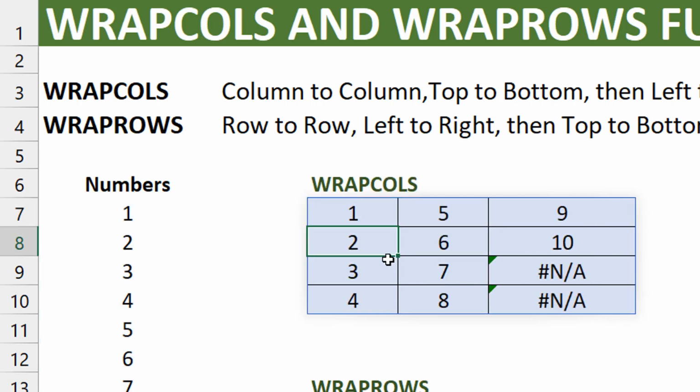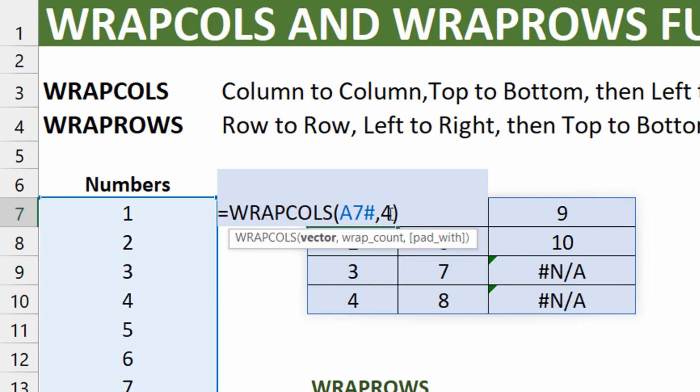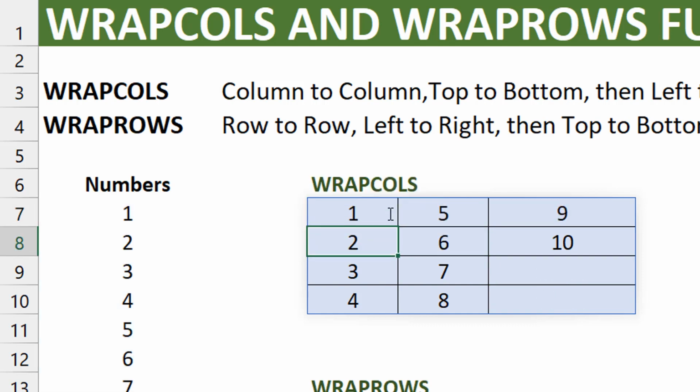And that's it. But you notice that because it's not exactly divisible by 4, you have 2 NAs here. That's where the third argument comes in handy. That's the pad_with, which determines what is displayed if I don't have enough data to fill the grid. So I just put blanks here. Now you can see how it spills. It goes down here, then this way, then to the next.